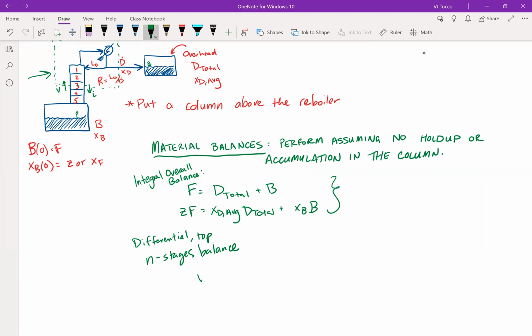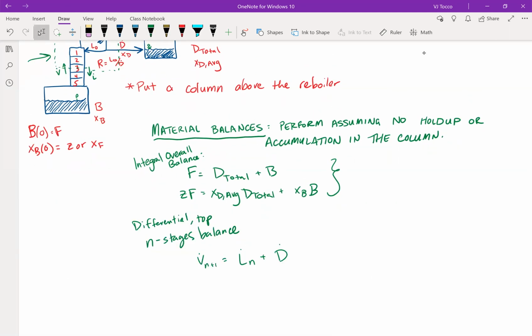I have V dot coming in from stage n plus 1, and that is equal to L dot of stage n plus D. And I also have V dot from stage n plus 1 times the composition of that, so y of n plus 1, the vapor phase composition of the more volatile component, is equal to L dot n times xn plus xD times D. Remember, these are in general different. xD times D, and I'm going to put that in a star and in red.